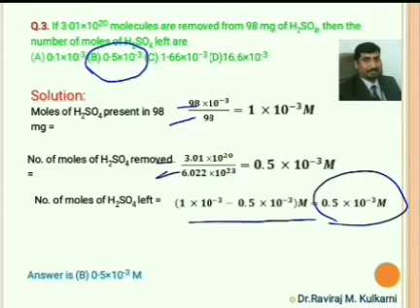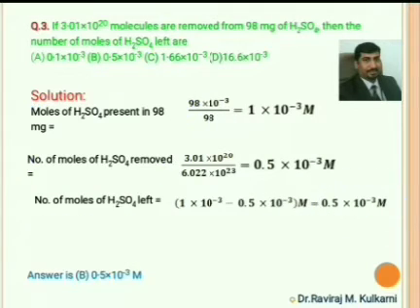So just remember the formula. Weight divided by molar mass is equal to number of moles. Okay, number of moles is also equal to the number of molecules divided by Avogadro number. That also gives number of moles. So from these two formulae, easily you can calculate number of moles of sulfuric acid left.